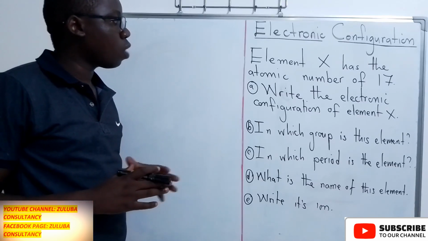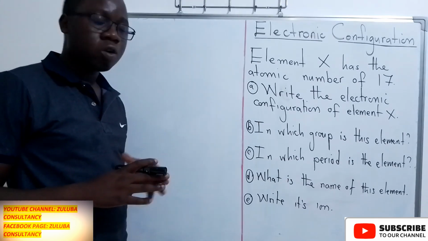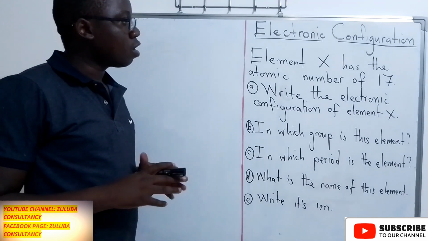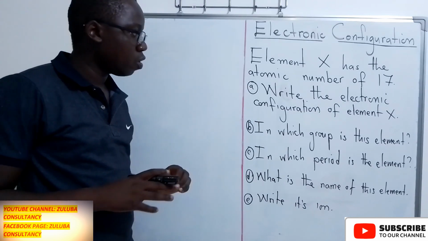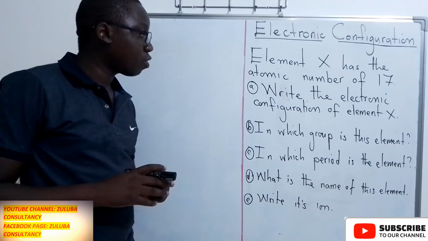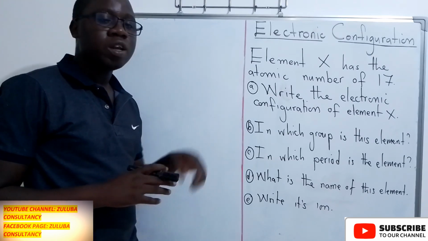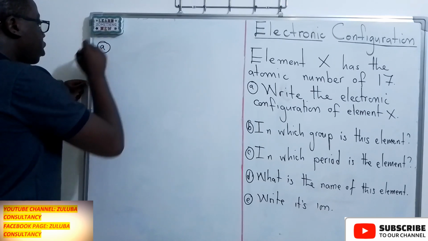In this video, I want to answer this examination question under the topic electronic configuration. The question reads, element X has the atomic number of 17. So the first part is asking us to write the electronic configuration of element X. So how do you write the electronic configuration?